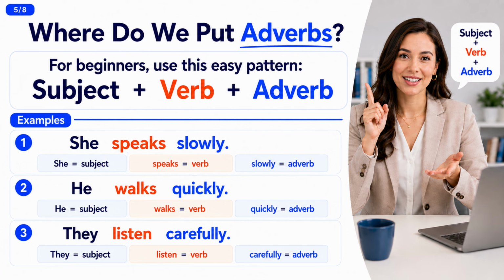Now, where do we put adverbs? For beginners, use this easy pattern. Subject, verb, adverb. She speaks slowly. He walks quickly. They listen carefully. Many adverbs of manner come after the verb.